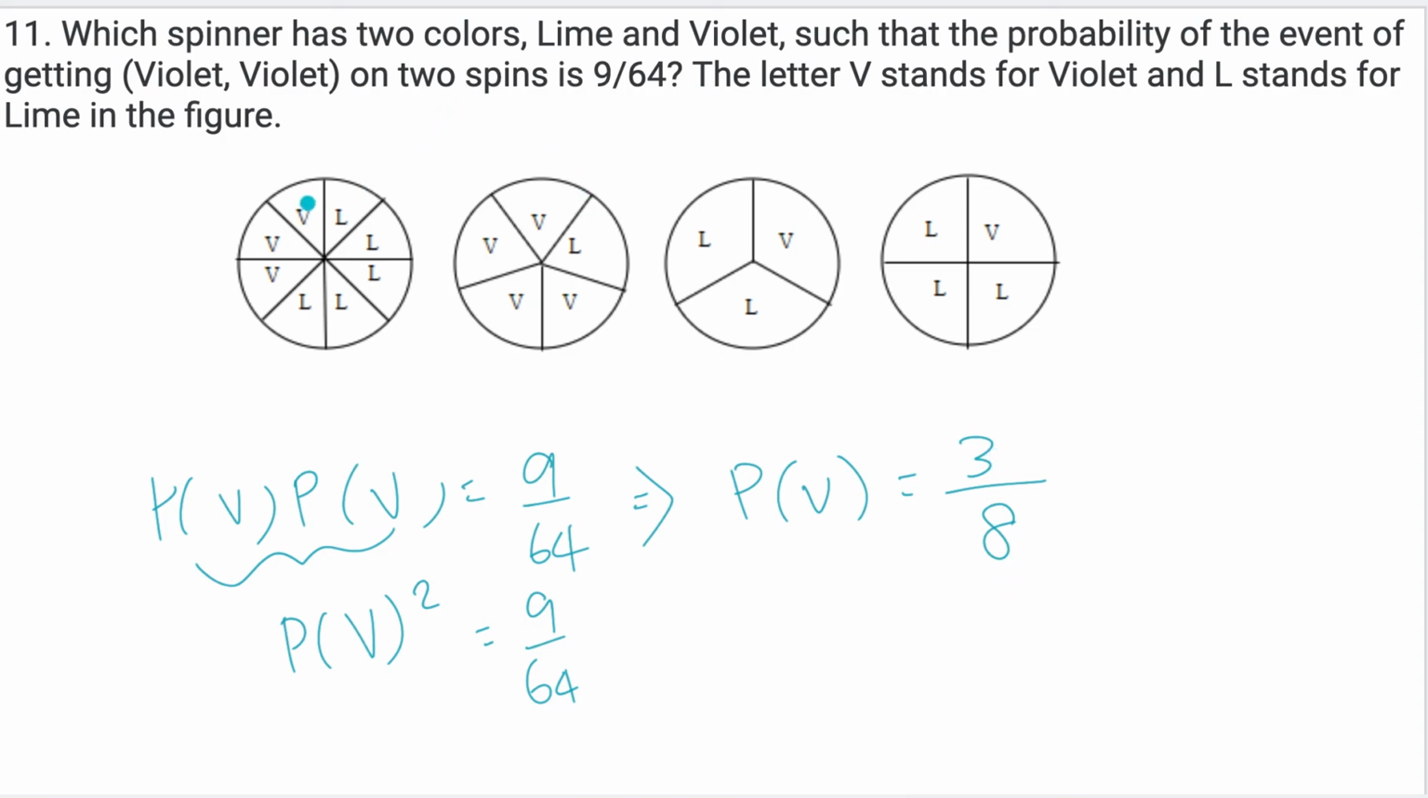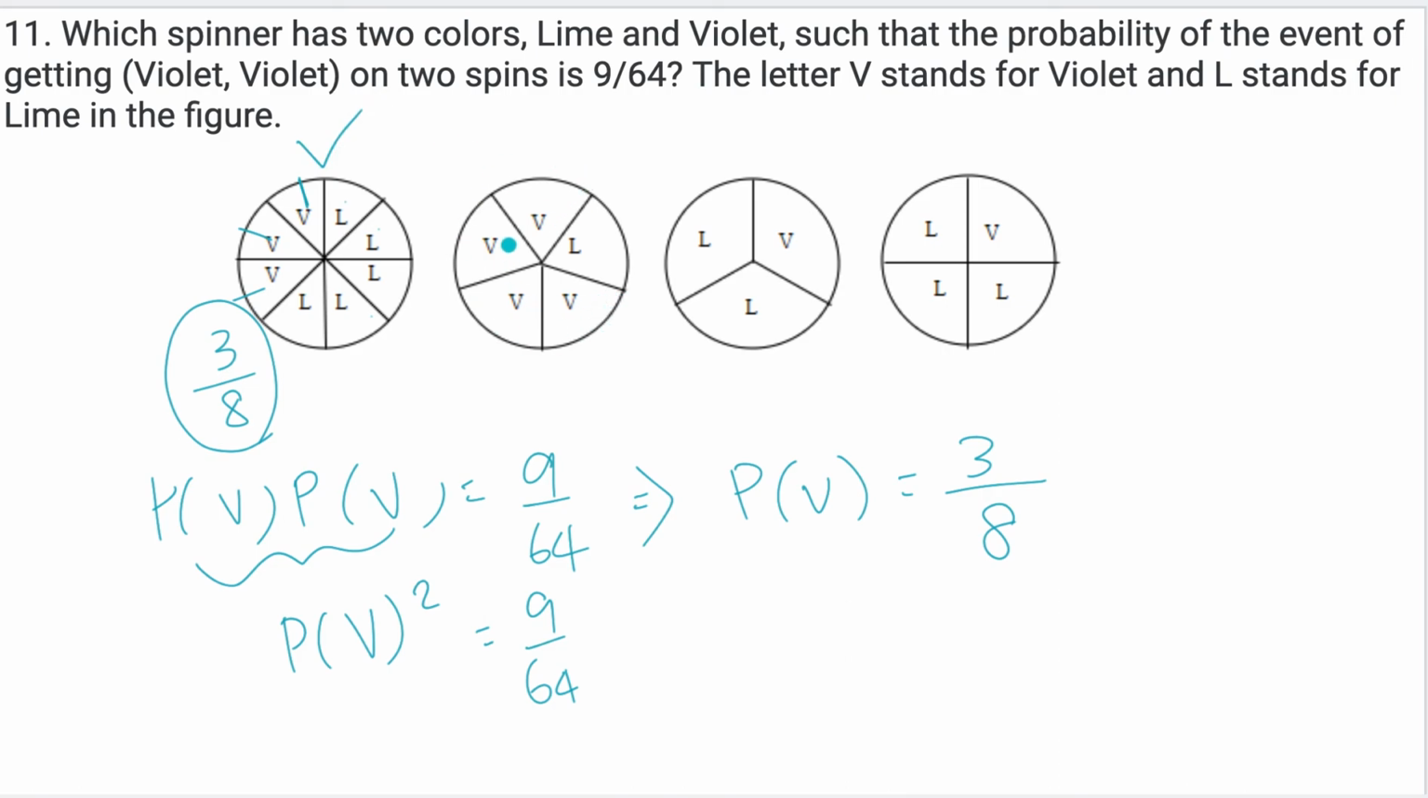So let's see this one. 1, 2, 3, starting from here. 1, 2, 3, 4, 5, 6, 7, 8. There are 8 in total, and the violet color you have only 1, 2, 3. So yes, it shows 3/8 there. So this should be the answer.